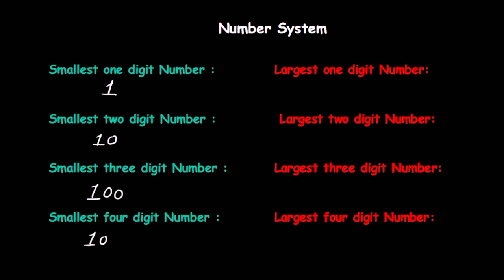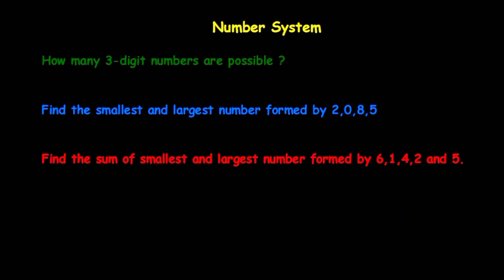And what is the largest 1-digit number? It is 9. And what is the largest 2-digit number? This is 99. And what is the largest 3-digit number? 999. So the next largest, that means the largest 4-digit number, is 9999.